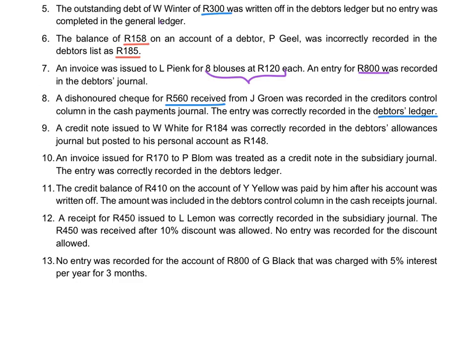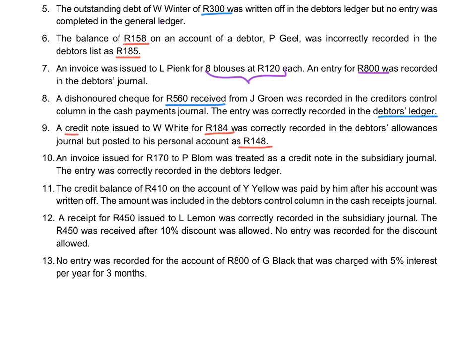A credit note issued to W. White for 184 Rand was correctly recorded in the debtors allowances journal, so there is no mistake in the journal. Therefore, the control account will be correct. But it was posted to his personal account as 148.